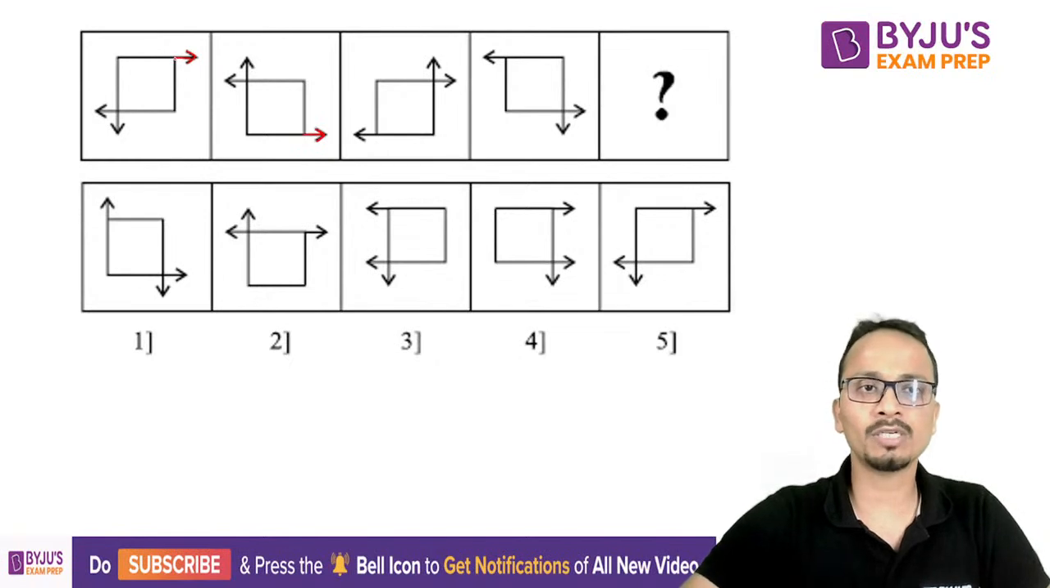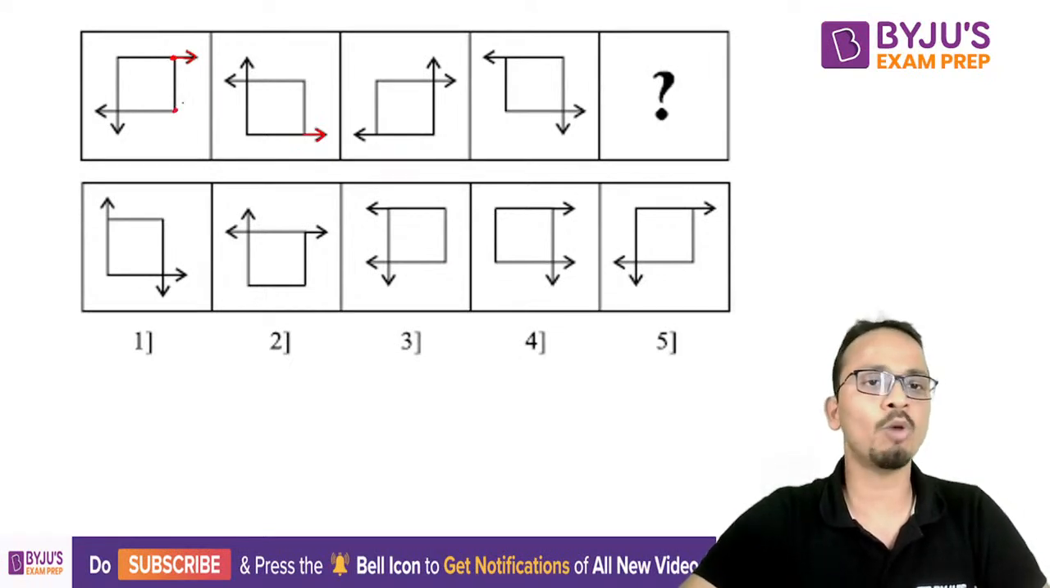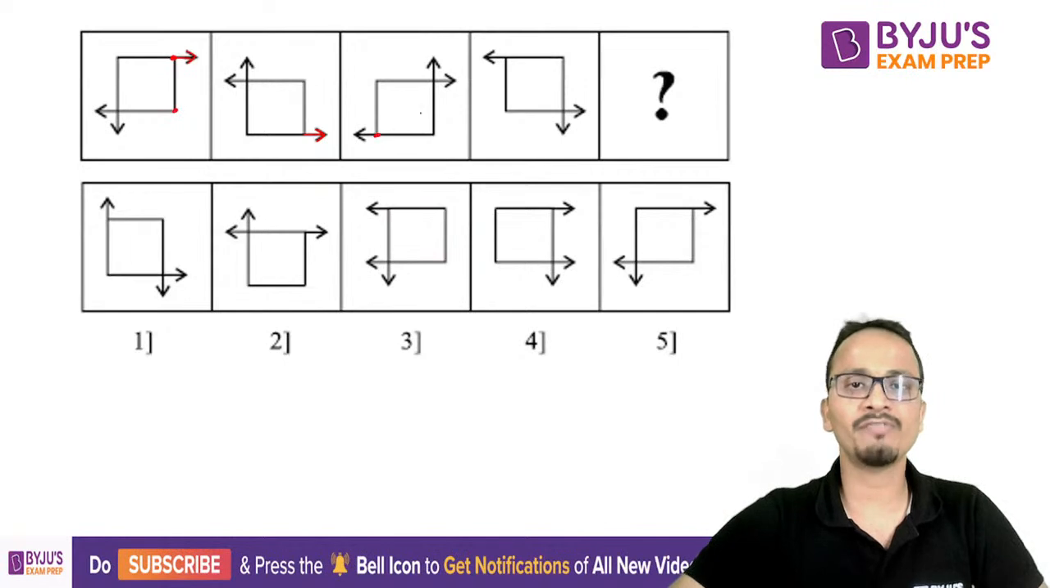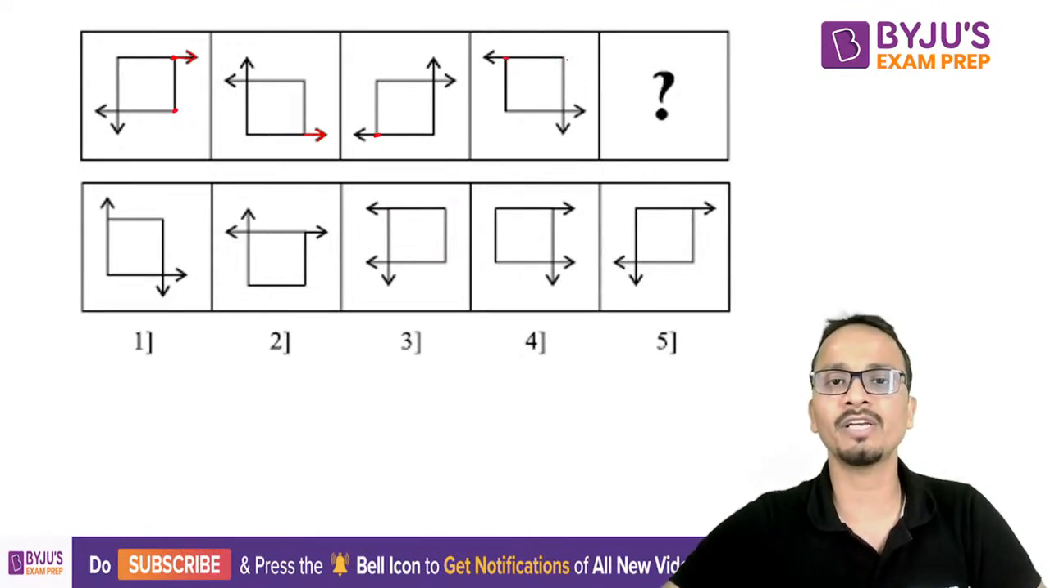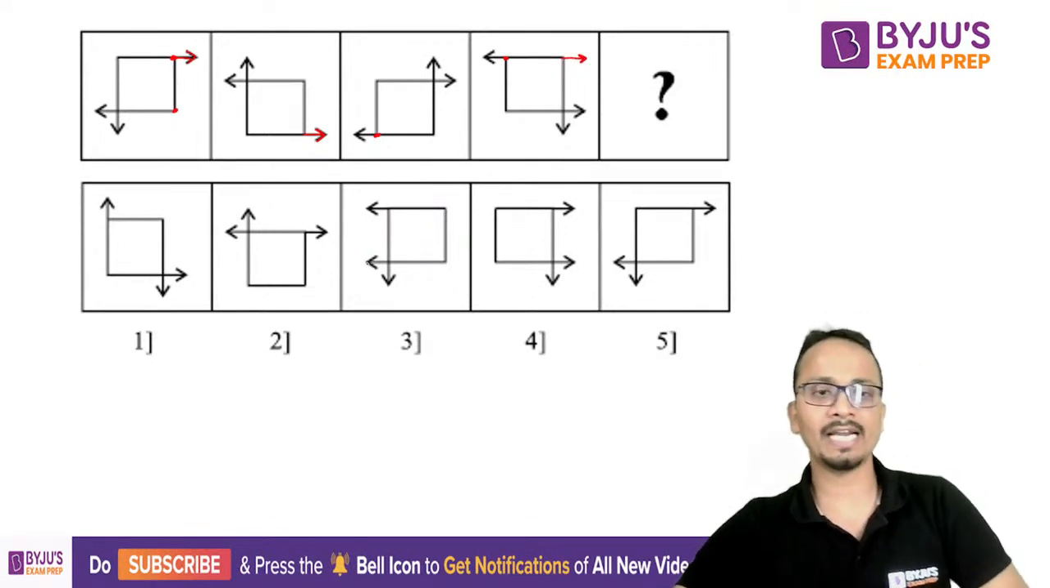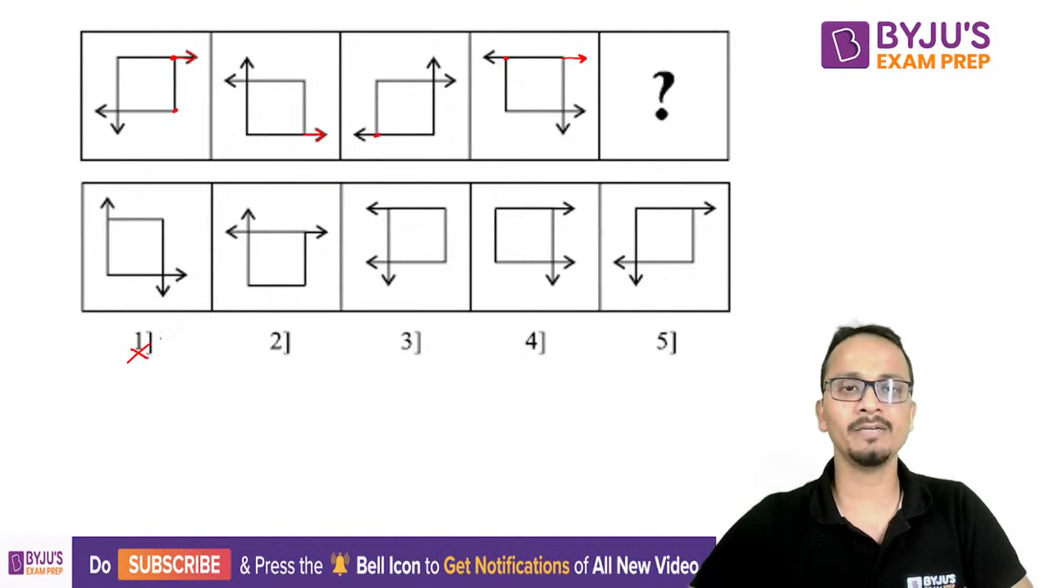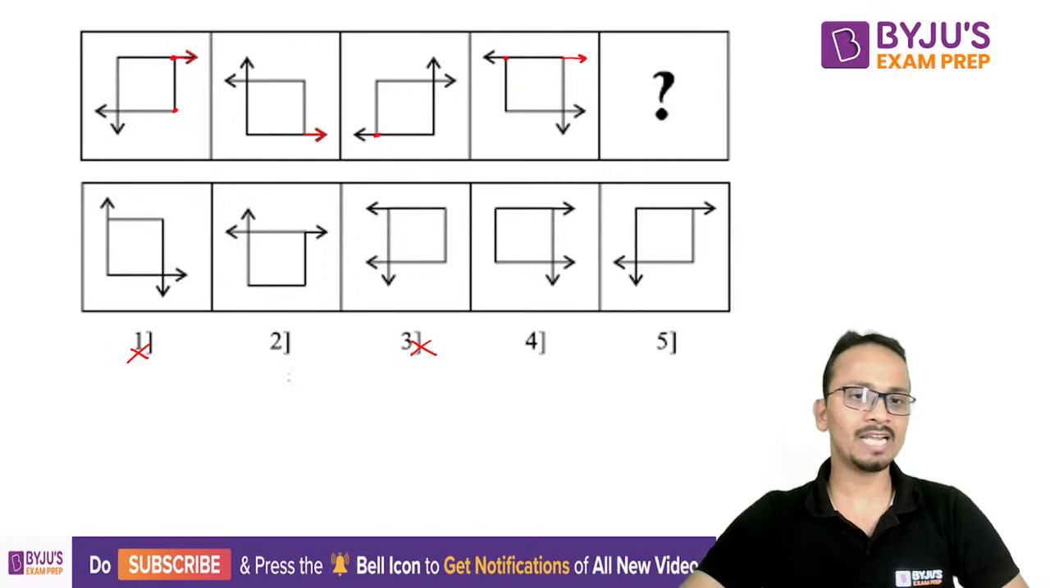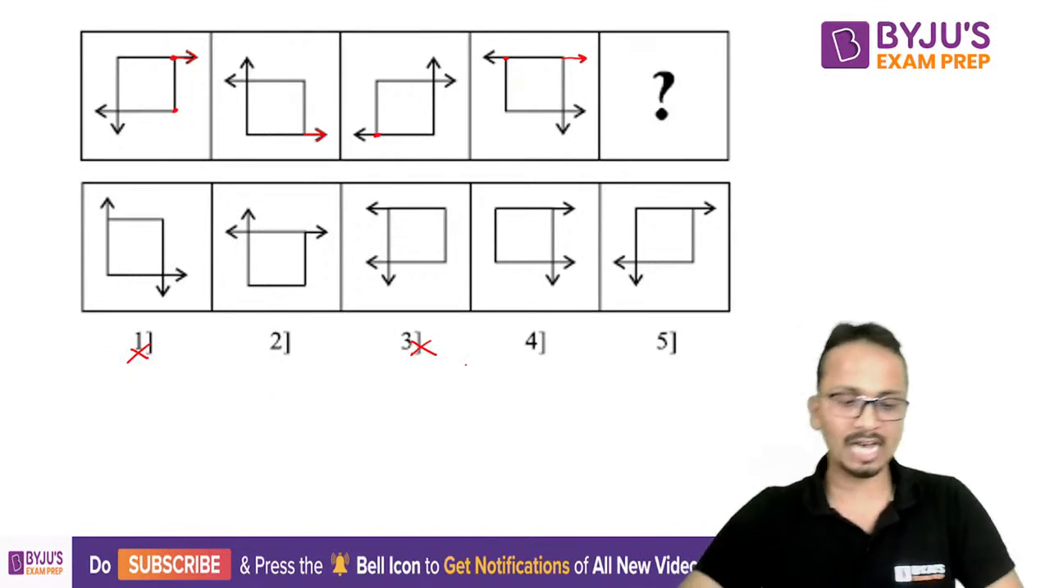Okay, so from the top right corner it has shifted to the bottom right corner, then bottom left corner, then top left corner. So in the answer figure it should be at the top right corner pointing towards the right hand side. So option 1 eliminated, option 3 eliminated. That's it. So two options are eliminated. 2, 4 and 5 are left.